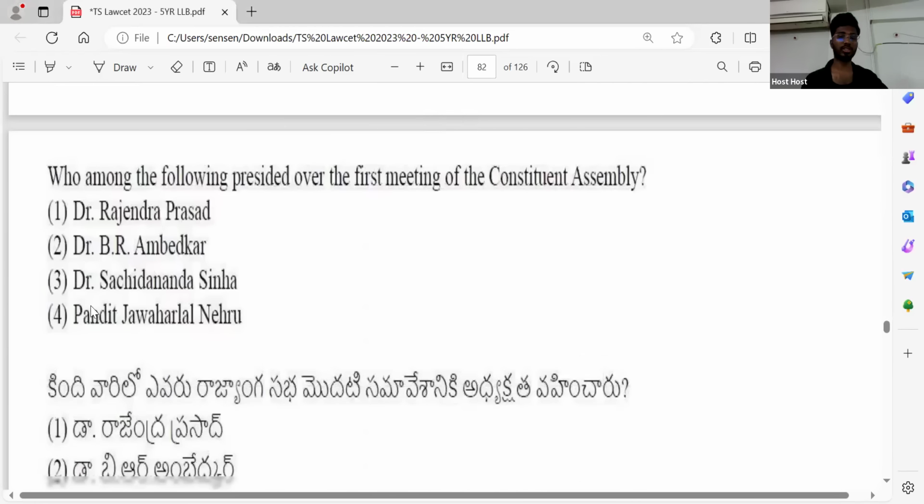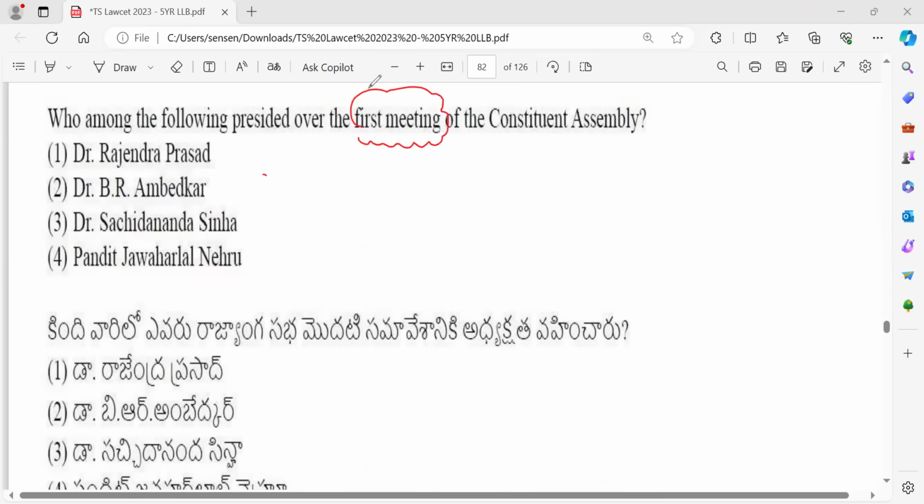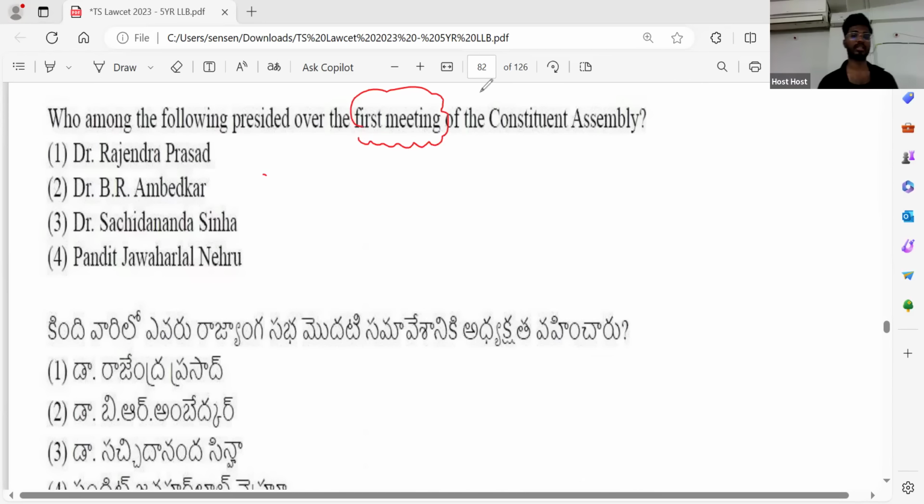Next, look at this question. Very important. If you have paid attention in my class, you will answer it correctly. Who among the following presided over the first meeting of Constituent Assembly? The first meeting. Rajendra Prasad. No. Very good, Avinash, you got it right.